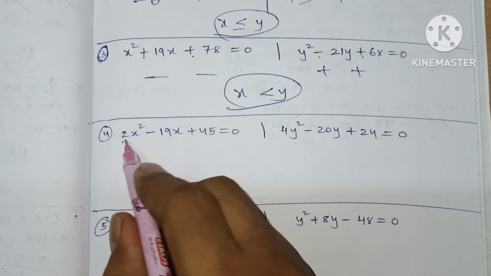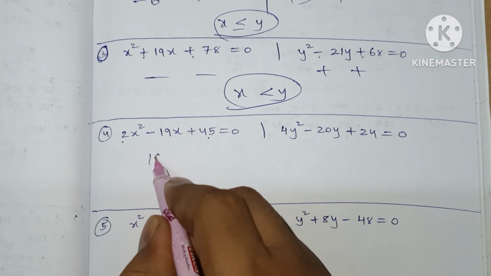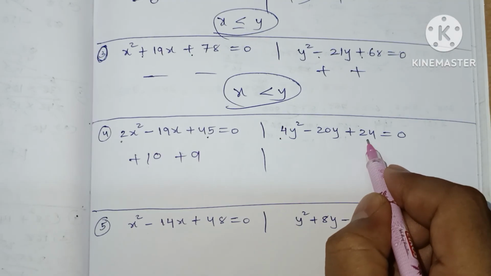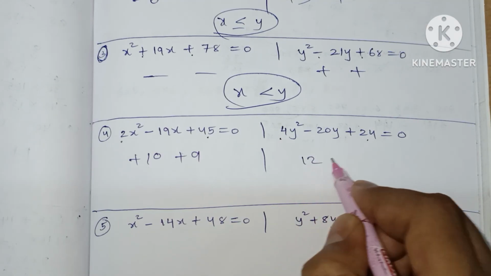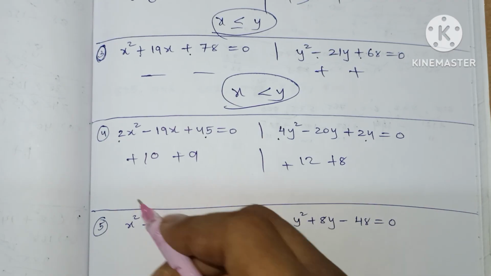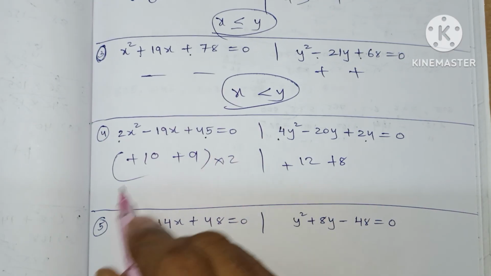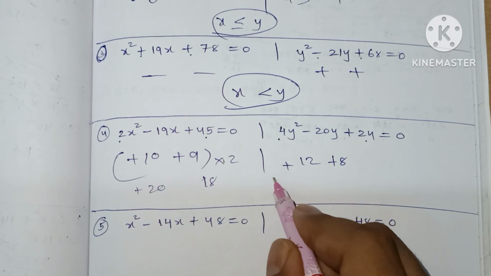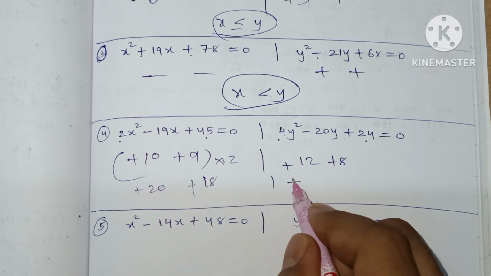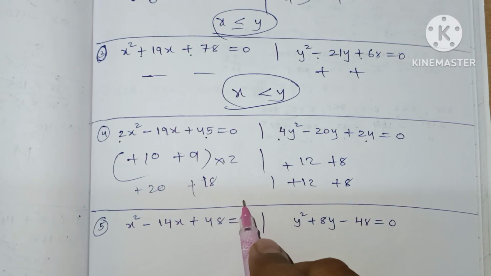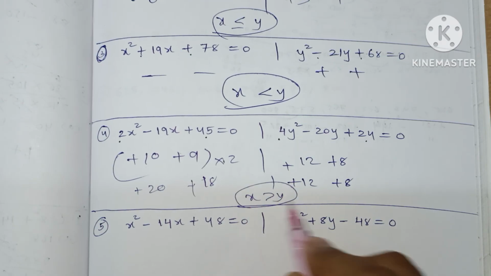Okay, next one, this will be 90. 90 means 10 nines. These roots are in positive. Here 4 into 24, 96. 96 means 12 eights is 96 and roots are in positive. To make the base equal, we multiply this with 2. We get 18 and 20. Here plus 12 and plus 8. By comparing these two, it is clear that x is greater than y.